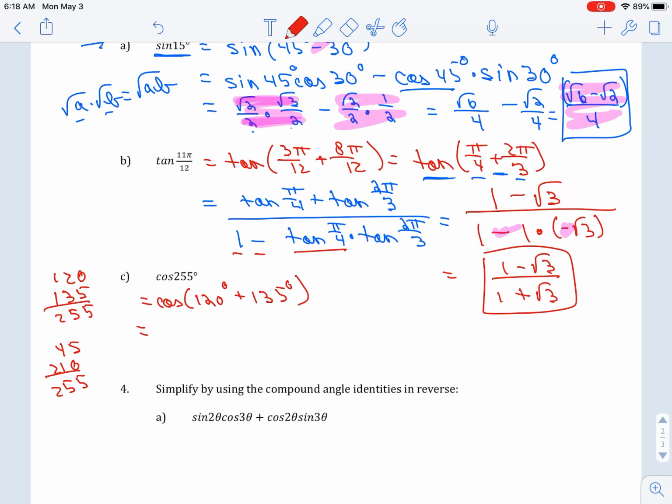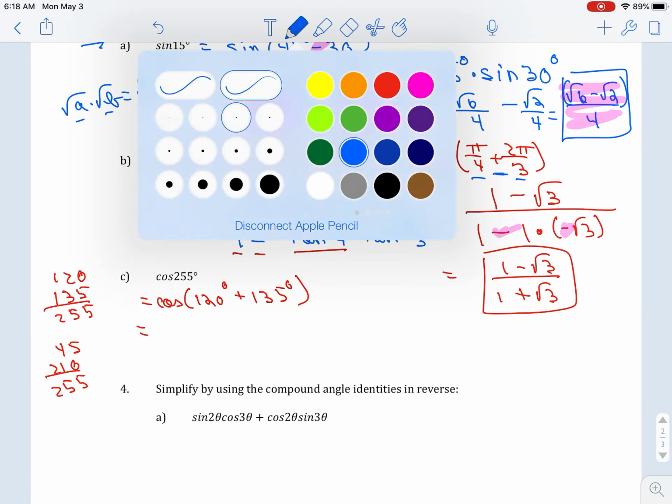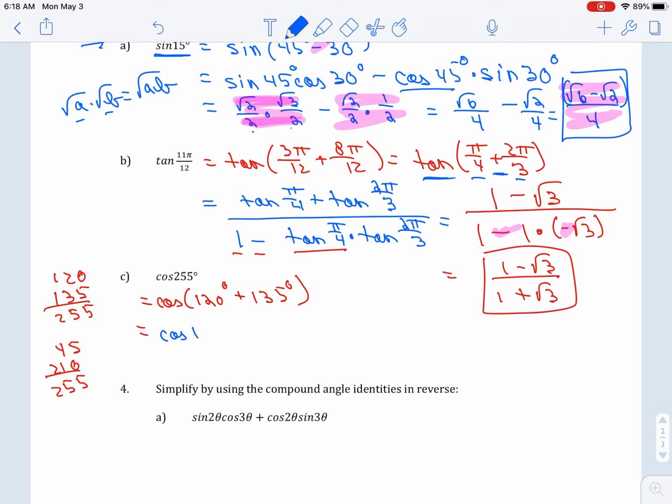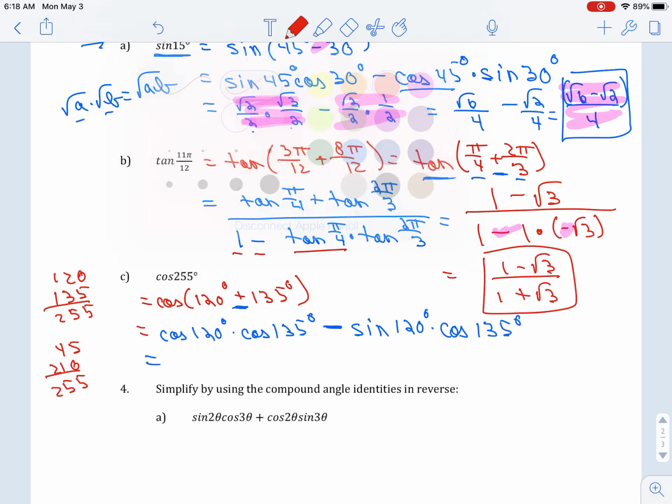And remember that the pattern is cosine, cosine, sine, sine. And again, you can go back and look at the formula sheets to see that. So it's the cosine of 120 degrees times the cosine of 135 degrees. And remember that the sign here switches. So if the cosine is plus, this becomes minus. And then it's the sine of 120 degrees times the cosine of 135 degrees. And then again, it's just a matter of filling in what those values are. So I'll let you go to the unit circle and double check them as I put these in.